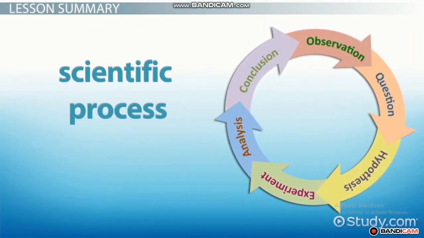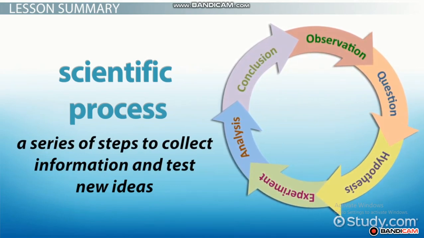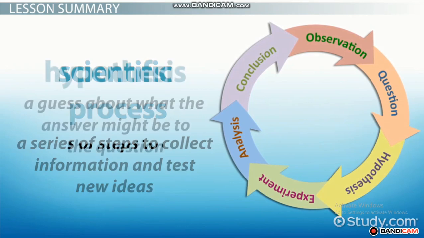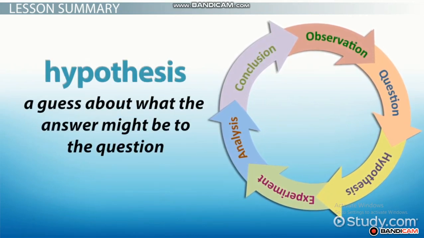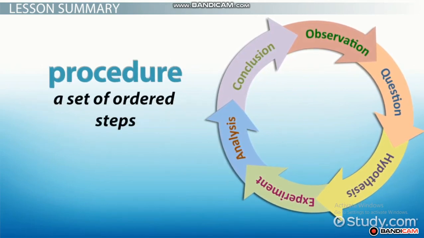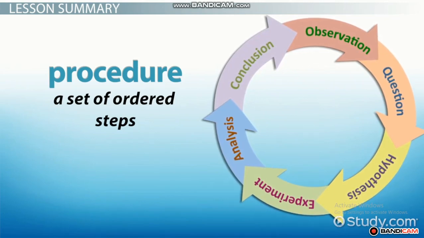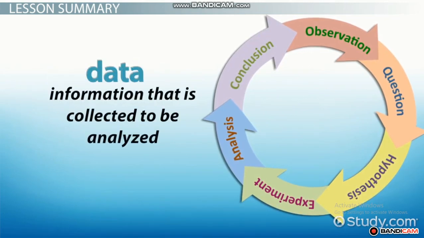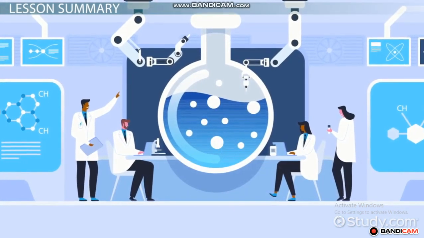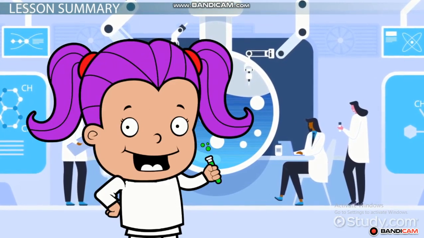As you can see, the scientific process is a series of steps to collect information and test new ideas. The process begins with a question and a hypothesis, a guess about what the answer might be to the question. Scientists always follow a procedure or a set of ordered steps, so the experiment is done the same exact way every time. After collecting data, information that is collected to be analyzed, the final step in the scientific process involves reviewing data and determining whether your hypothesis was right or wrong. What questions do you have that could be investigated using the scientific process?